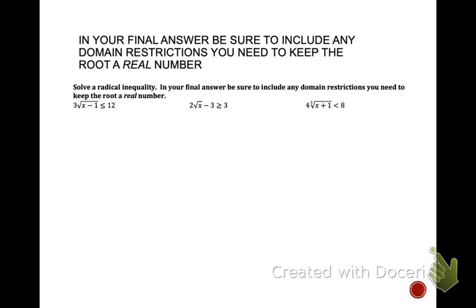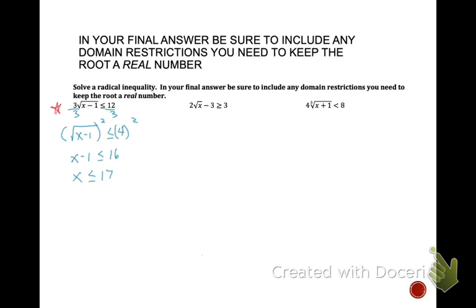And that would be any domain that would get our radical so that we are taking an even root of a negative number. Let's just look at number 1 and start. We need to isolate that radical expression, so we'll start by dividing each side by 3. We get the square root of x minus 1 is less than or equal to 4. We'll just continue as if it were an equation. So we will square both sides to undo that square root. So we get x minus 1 is less than or equal to 16, and we'll add 1 to both sides.